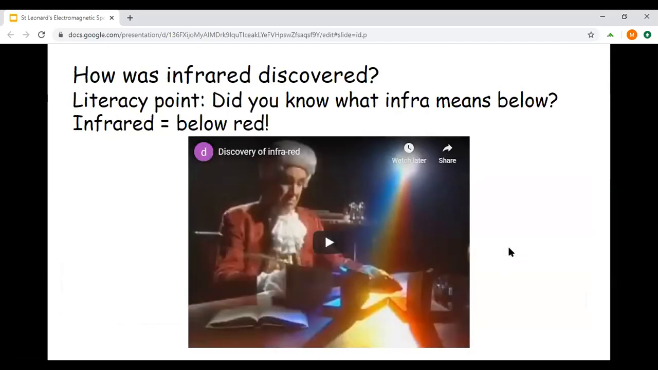Now, a literacy point here. Infra means below. So infrared means below red on the spectrum. Now how it was discovered is another interesting story, and rather than me boring you and you having to listen to me talk, I've got a nice video for you to watch again.